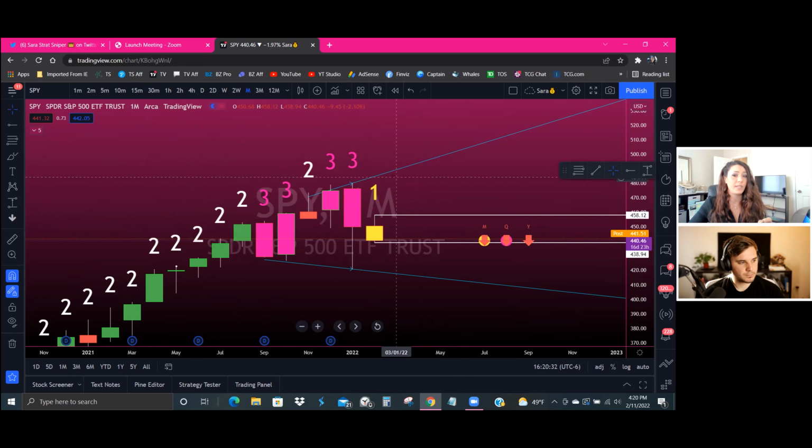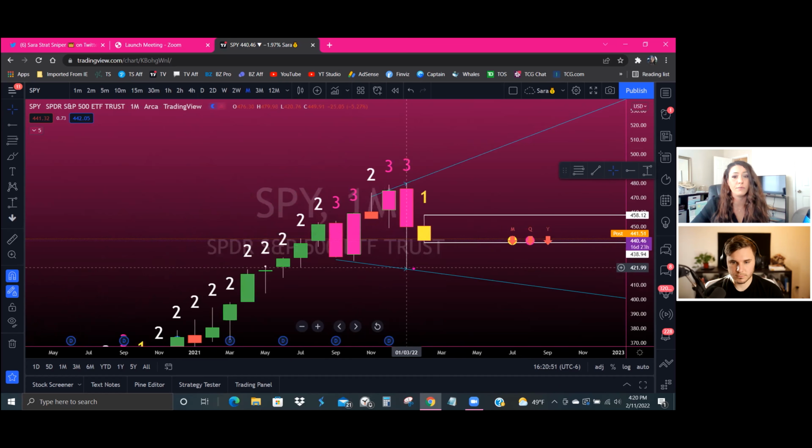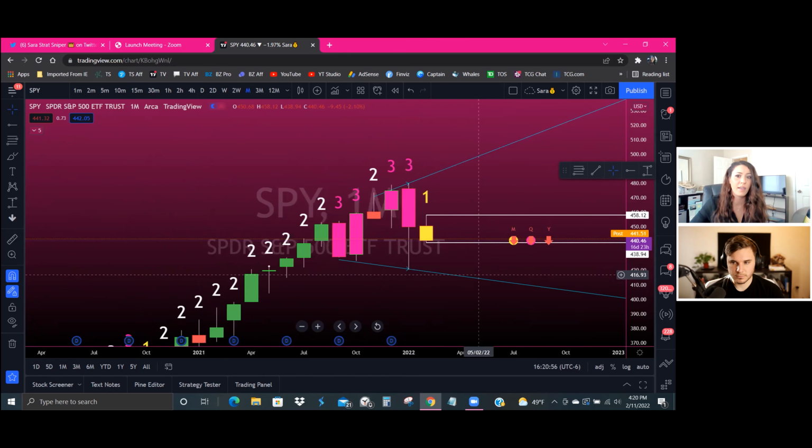So I will take this. If it breaks to the upside, I'll take it. If it breaks to the downside, I'll take it, because we have to get out of this big mother bar. We have to get out of January's range some way or another. So that going forward, that's what I would be looking for. And whatever direction the market chooses to go is the direction that I will play.